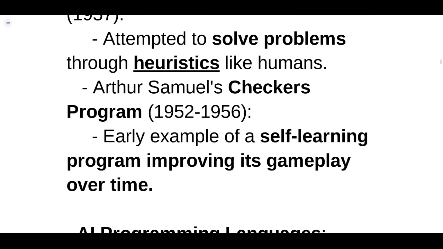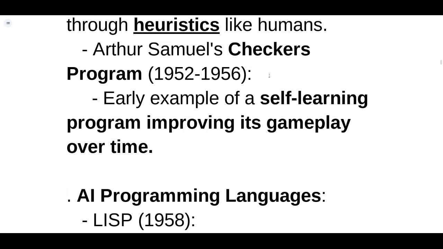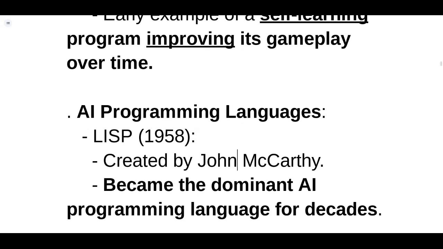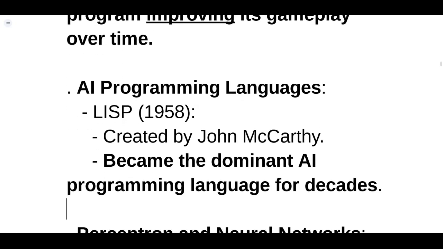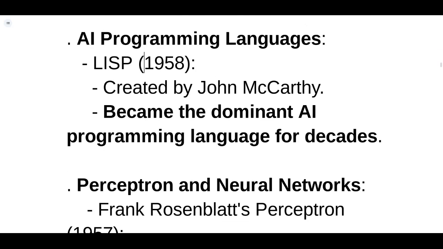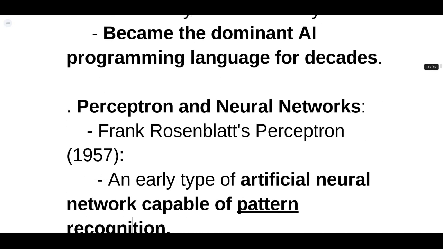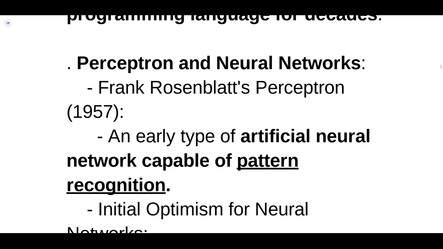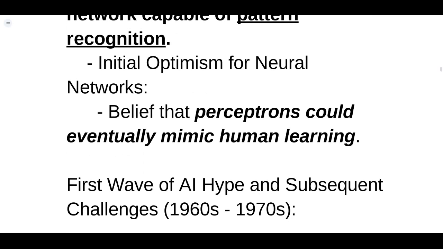Then Arthur Samuel's checkers program, an early example of a self-learning program improving its gameplay over time. Then AI programming languages came: Lisp, which became the dominant AI programming language for decades. Then came the concept of the perceptron and neural networks. So the perceptron is an early type of artificial neural network capable of pattern recognition. It was believed that perceptrons could eventually mimic human learning.